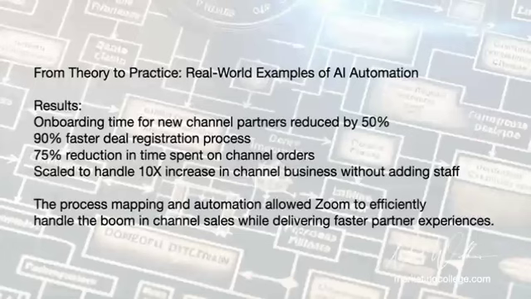The results: onboarding time for new channel partners reduced by a half. 90% faster deal registration process, 75% reduction in time spent on channel orders, and they scaled to handle 10 times the increase in channel business. And here's the key: without adding any staff. So process mapping and automation allowed them to efficiently handle that massive boom in channel sales at the same time as delivering faster partner experiences.